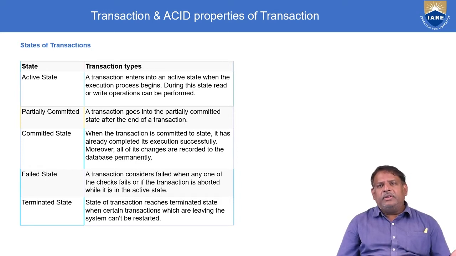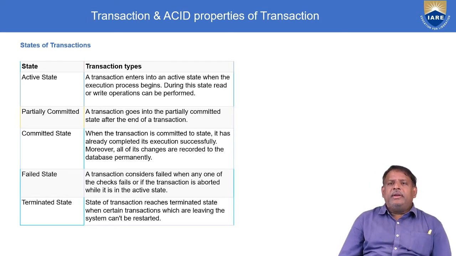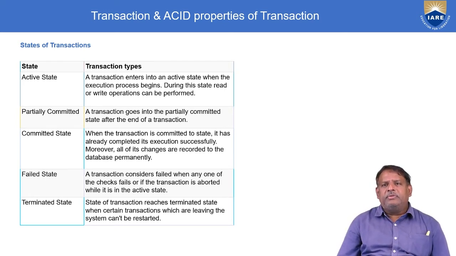So active state is performed when we start. Partially committed is at the end of the transaction, not completely committed. The committed state is when the transaction has already completed execution successfully. Moreover, all the changes have been recorded to the database permanently. When all those changes are updated to the database permanently, it is a committed state. So active state is starting, committed is ending, and before coming to the database, it is partially committed.